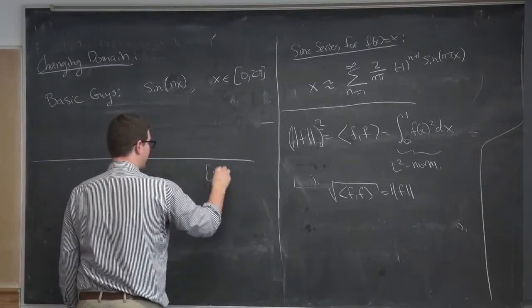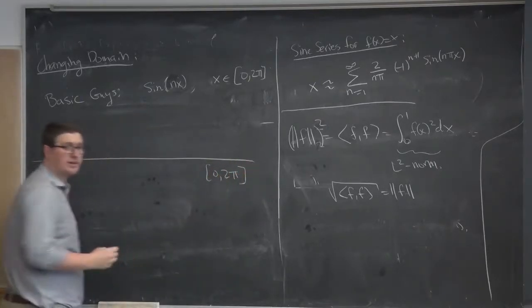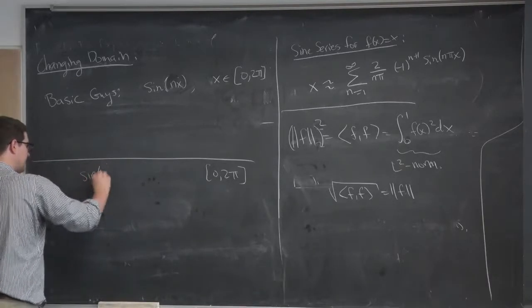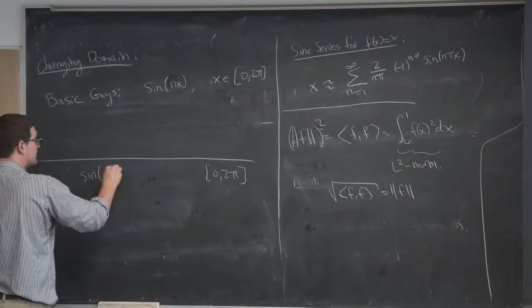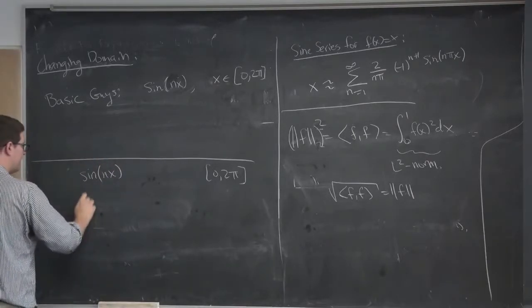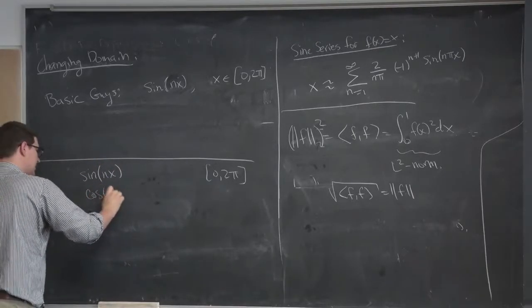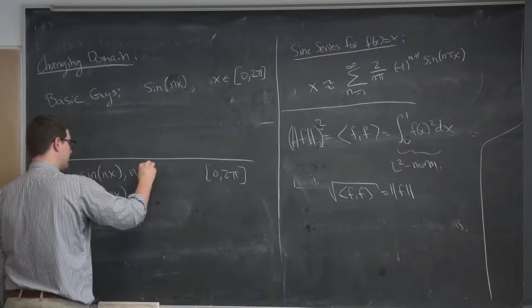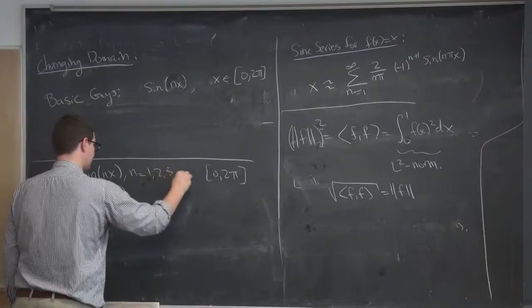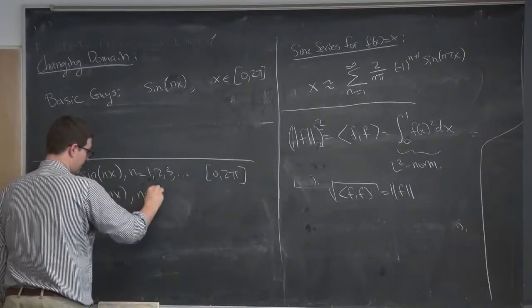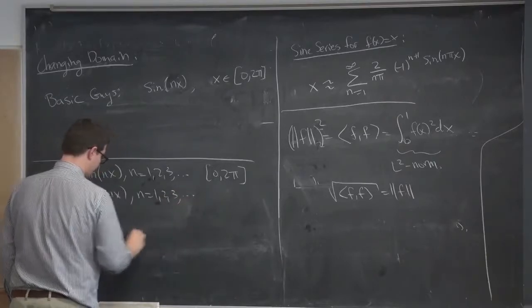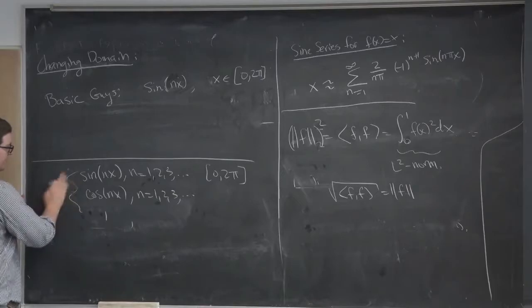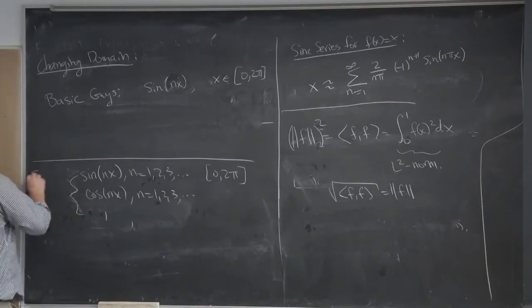For 0 to 2 pi, there's another basis that I wanted to talk about anyway. The other basis is sine nx, and cosine nx, with 1. This is for n equal to 1, 2, 3, and so on. You can consider the constant 1 as the n equal to 0 case. So these guys are what's called a Fourier basis.